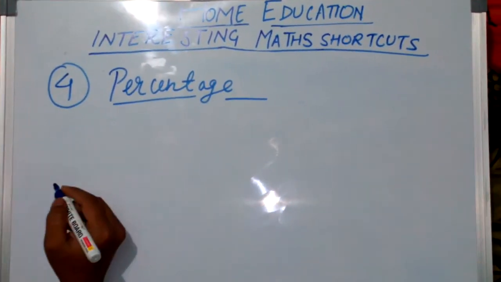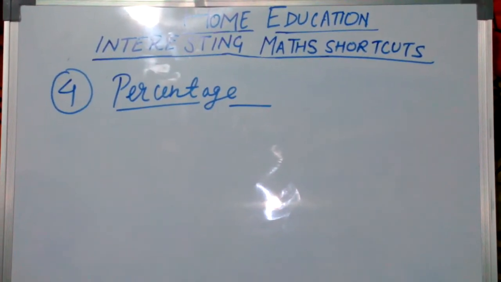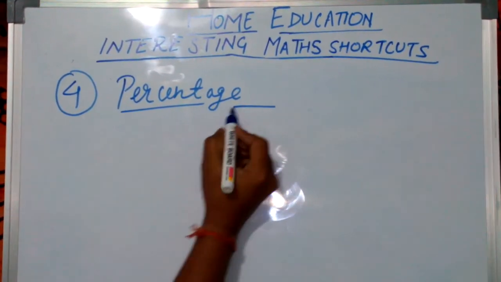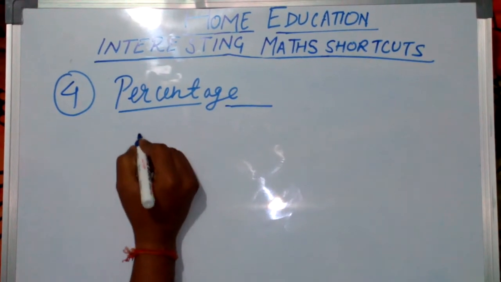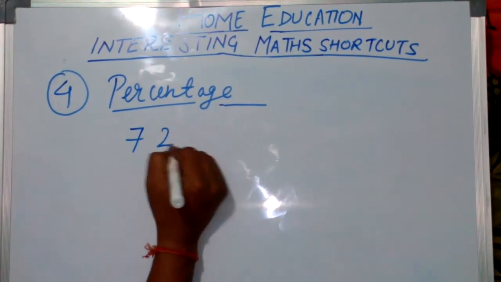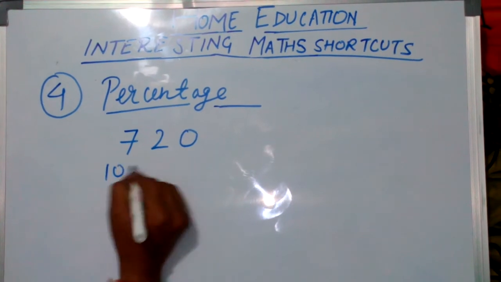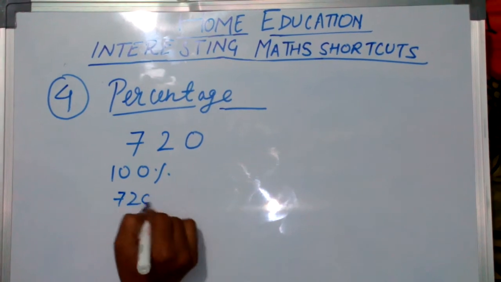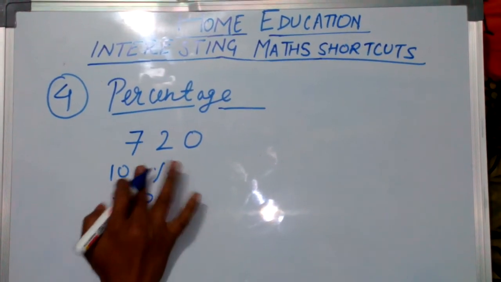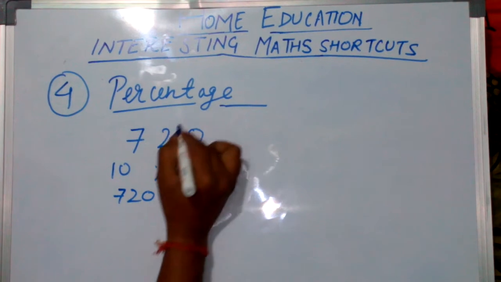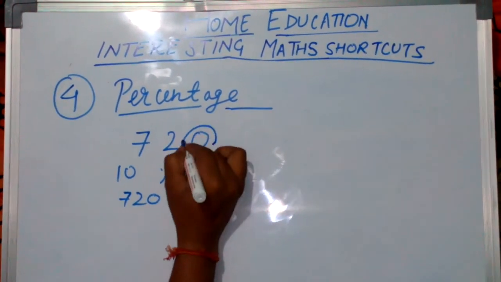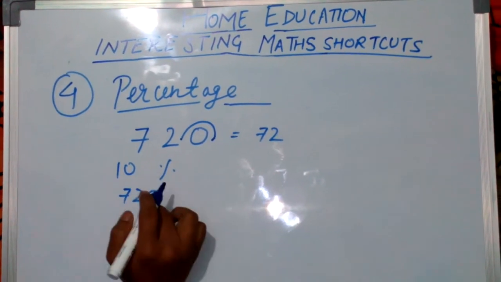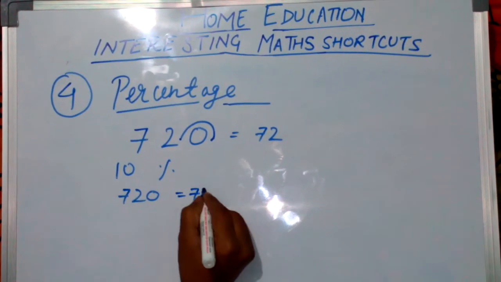Moving on to our fourth trick, percentage. The trick I am going to explain, mostly people know this, but if you don't know, let's say there is the number 720, then 100% of this number is the whole number. 100% of 720 is 720, but if it says 10%, then move the point from here and come here, so it becomes 72.